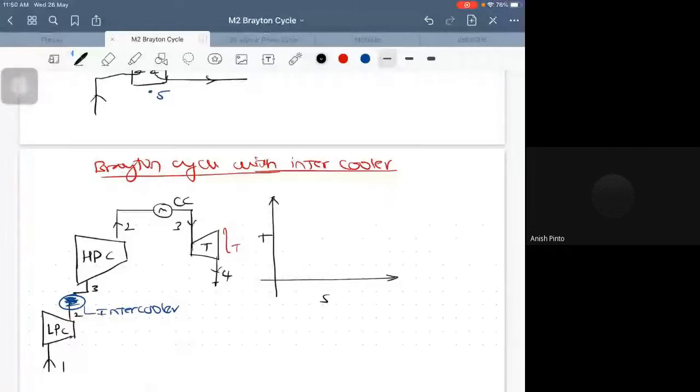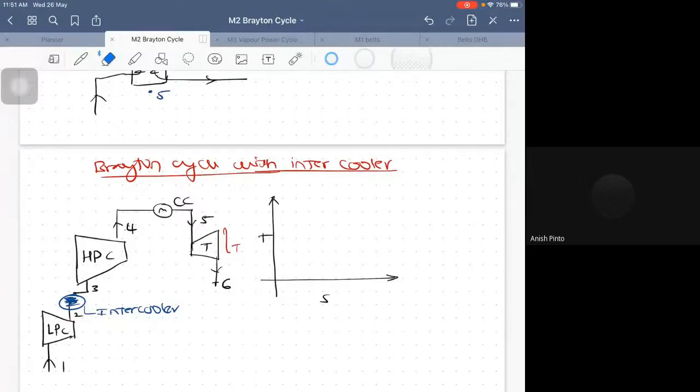Okay. Now from 3 to 4, the high pressure compressor will compress the air. From 4 to 5, heat addition. 5 to 6, it is your expansion in the turbine. Now this is the process. Okay. Now we have to draw this on a TS diagram.